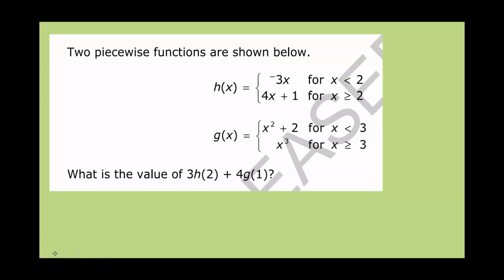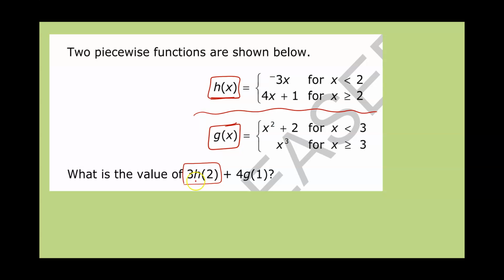All right, so the last one is going to be an actual question from the EOC, okay? This is where you are evaluating, but you've got two piecewise functions. So you have to pay attention to, this is the h of x function and this is the g of x function, okay? You have to make sure you're plugging it in. These are two different functions. So what is the value of 3 times h of 2? So this is saying whatever h of 2 is, I want to multiply it by 3, okay?